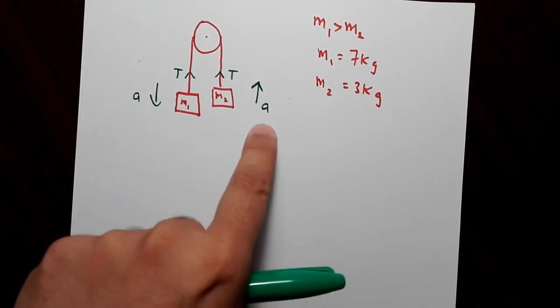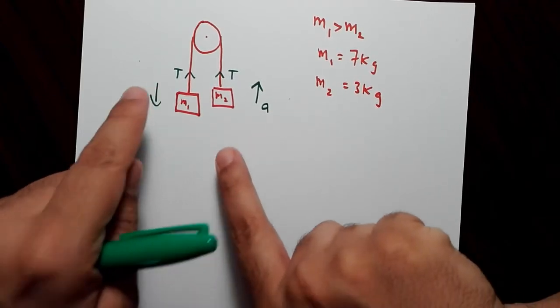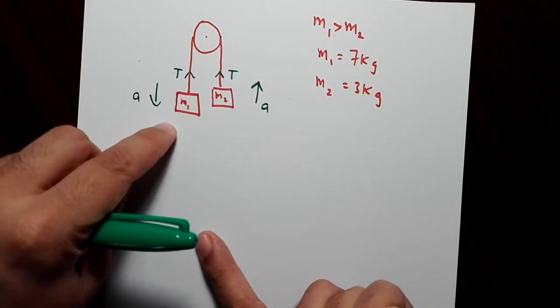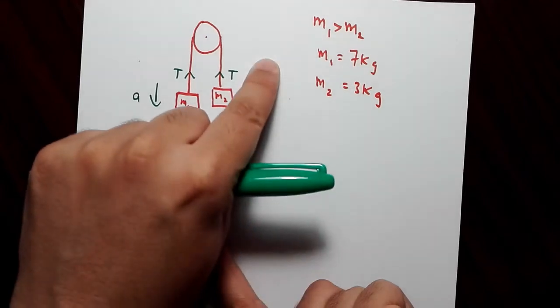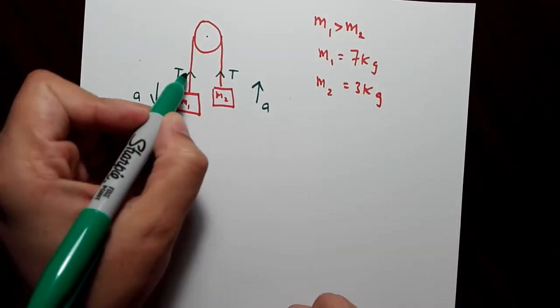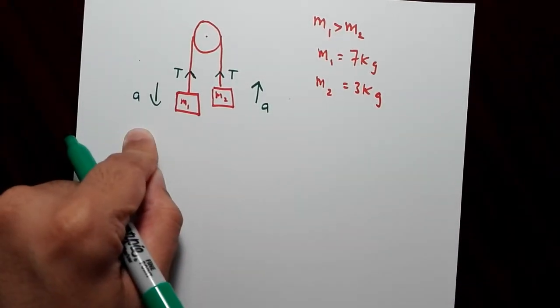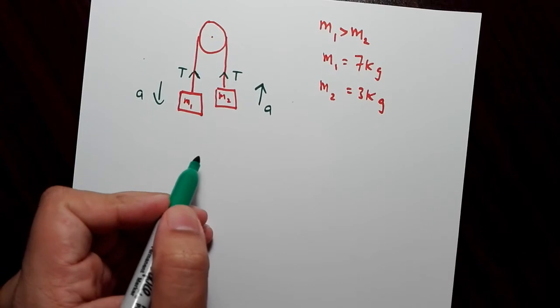In this case also, the acceleration of the two masses is the same, because if this guy moves down 1 centimeter, this guy moves up 1 centimeter in the same time. So if the string is not extensible, it's not like a rubber band, then their acceleration is exactly the same.